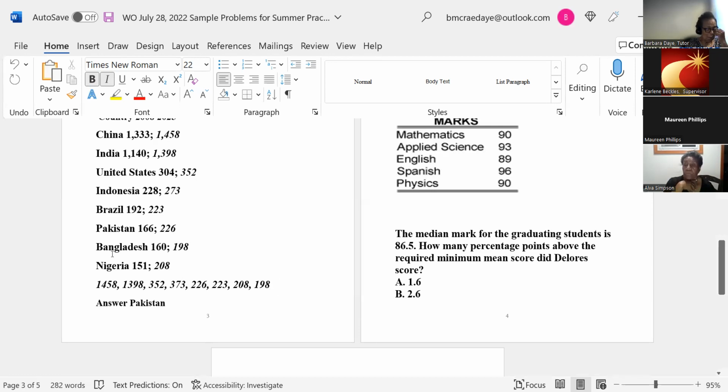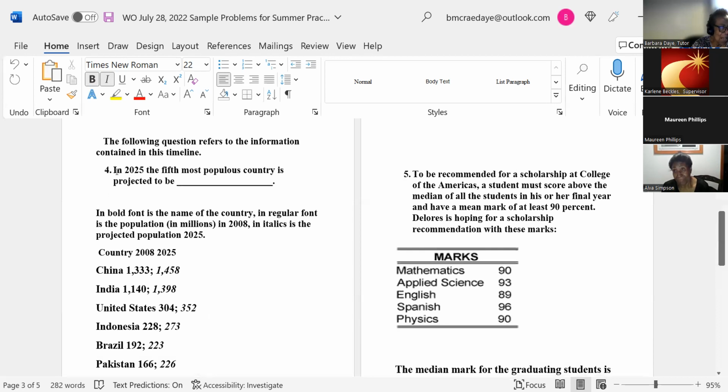Now, see, they're in order. When you look at 1, 2, 3, 4, 5, who's 226? Pakistan. There is your country, right there. Answer: Pakistan. Oh, I did it wrong, Miss Barbara. But that's why I wanted you to read. That's why you want to go back and read. What did it ask you?